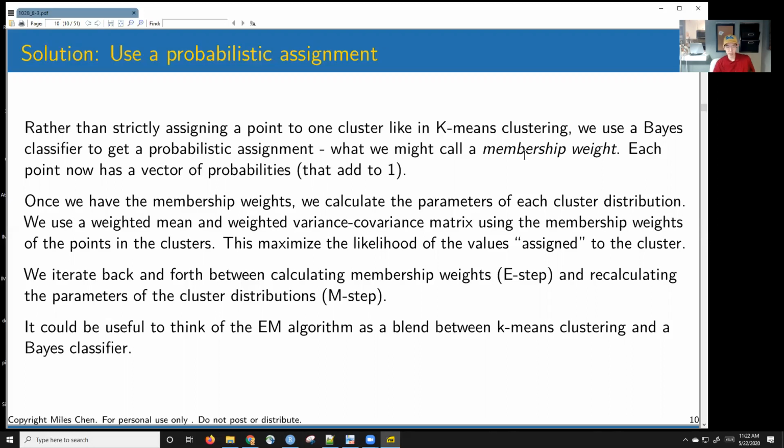So you iterate back and forth between calculating the membership weights, which is kind of like reassigning the points, and recalculating the parameters of the cluster distribution, which is kind of like recalculating your centroids.